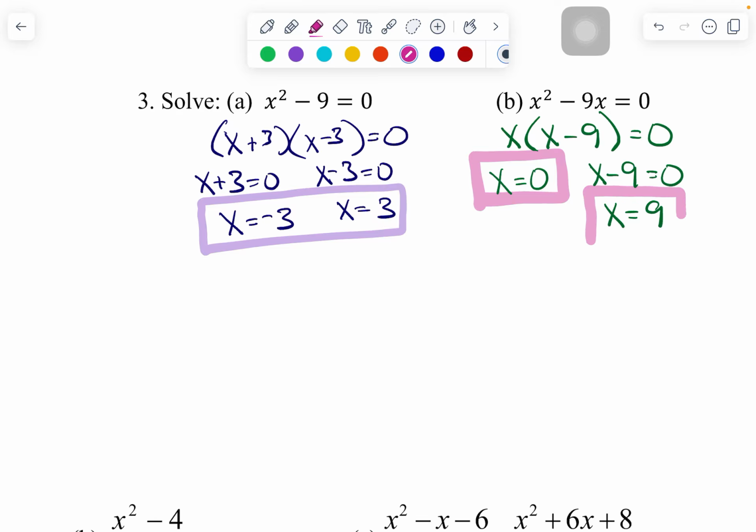All right, so two equations look very similar, but be super careful with how you're setting these up.